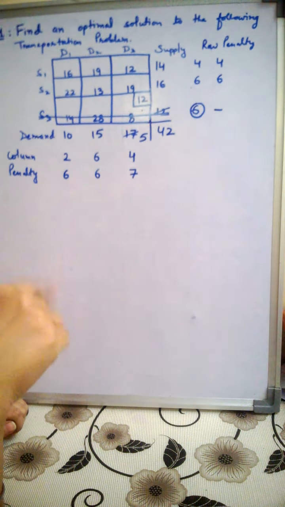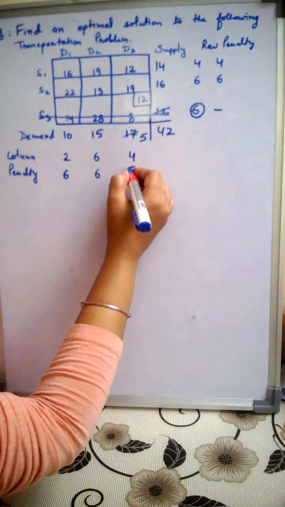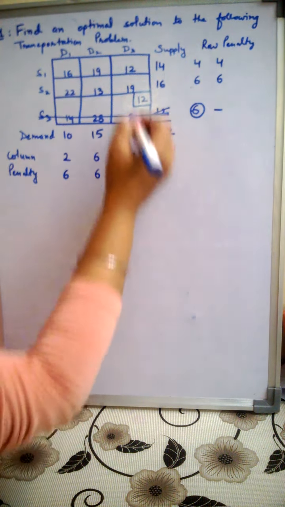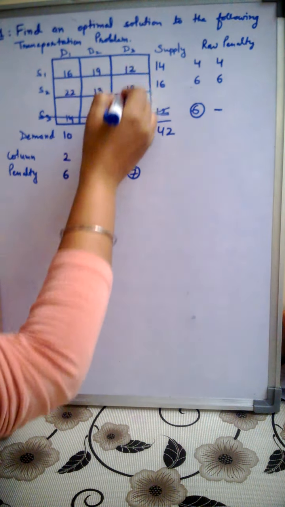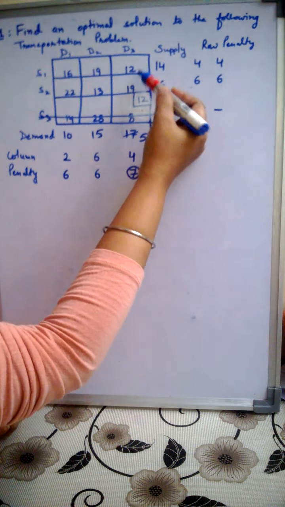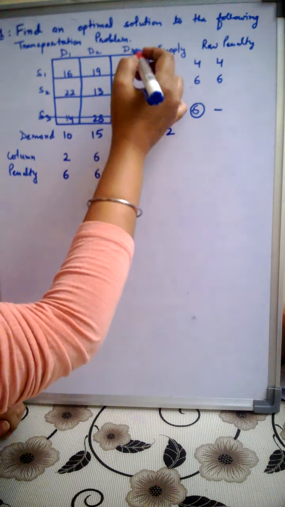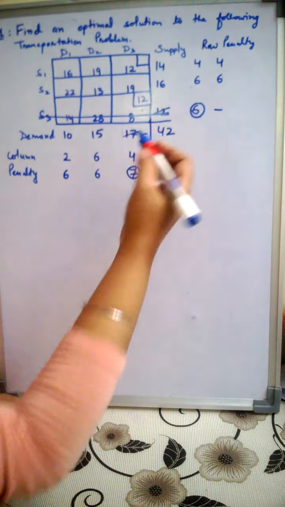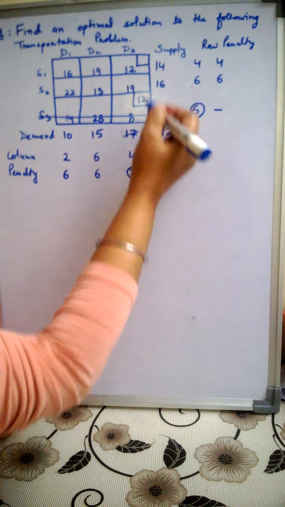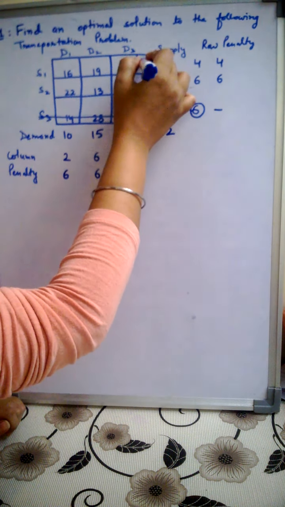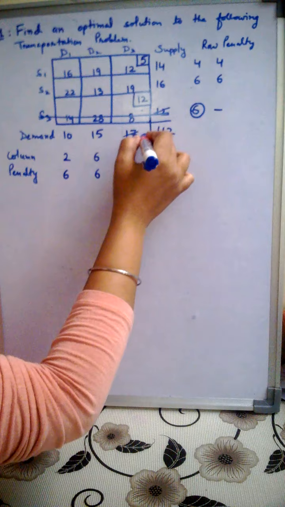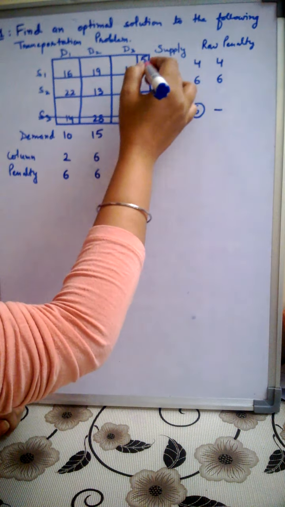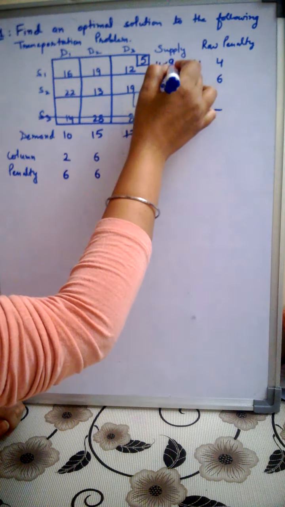Now out of all these penalties, the maximum penalty is 7. So we'll circle it. This penalty corresponds to this column, and in this column we are left with just 2 values. Out of these 2, the minimum is 12. So we'll make the allocation here. Again the process of allocation is the same. The minimum of 5 and 14 is 5. So 5 units of demand have been fulfilled out of this 14, and here we are left with 9 units.